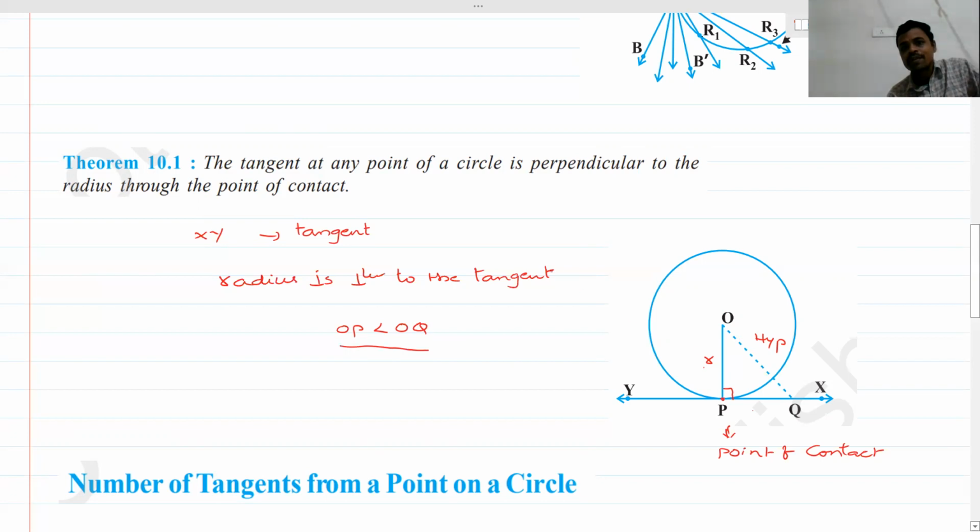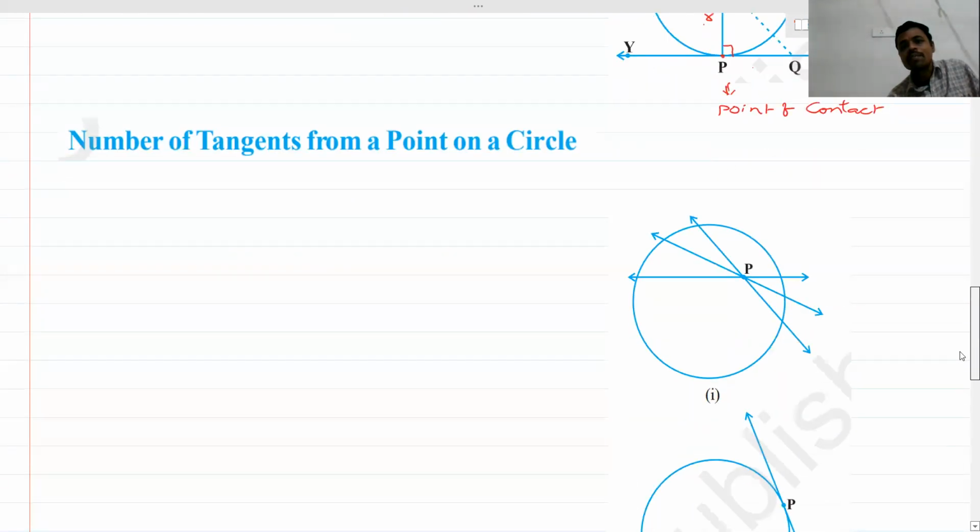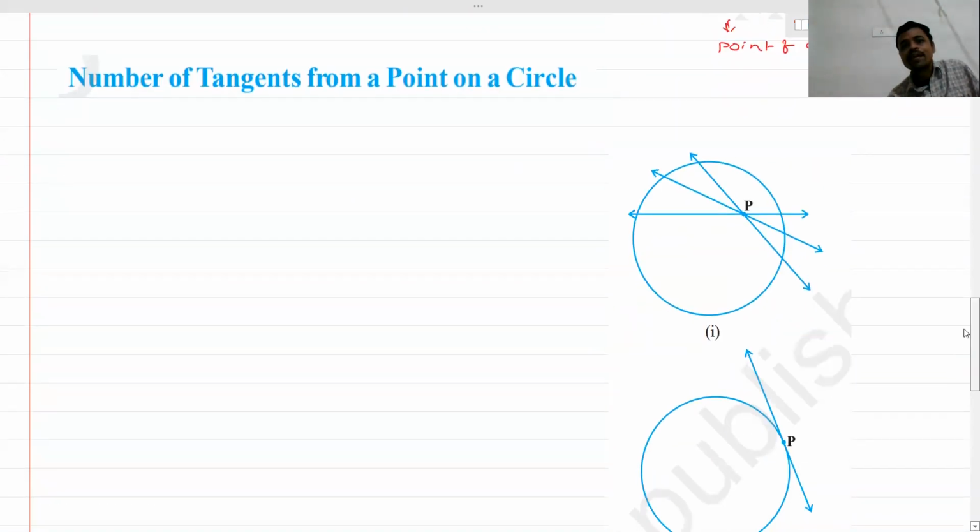Okay, so once again I repeat: the radius is always perpendicular to the tangent. The tangent at any point of a circle is perpendicular to the radius through the point of contact. Now see here, we will see some more properties. Let us look at the number of tangents.